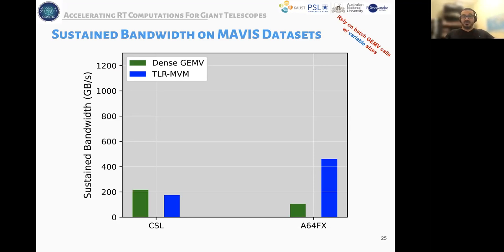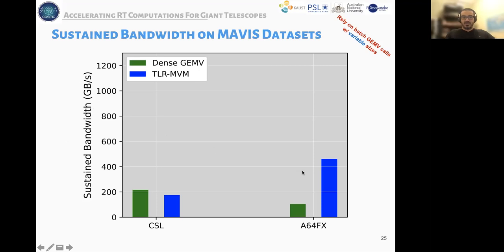And because we want to run, at the end of the day, on real data sets, we require support from the vendor libraries for this batch matrix vector multiplication with variable sizes. Unfortunately, NVIDIA does not provide such a kernel, and therefore we can only run on Intel Cascade Lake and A64FX. So when we do that, we can see a performance improvement moving from Intel Cascade Lake to A64FX. The higher the better.